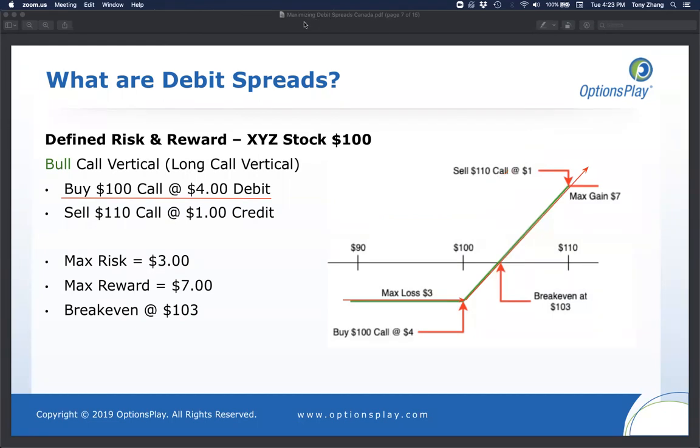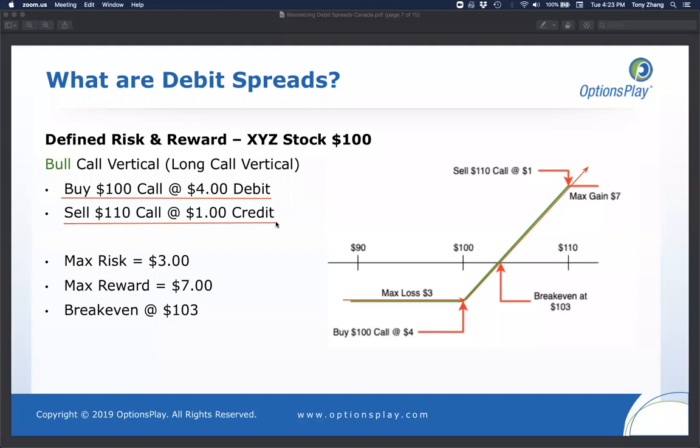However, when we're paying for these types of options, we're paying for unlimited upside. But in reality, do you really think stock XYZ is going to go to $200 between now and expiration? Chances are you don't, which is why for a debit spread, what we're going to do is sell a higher strike call. Let's say we sell a 110 strike call and we collect $1 credit on it.